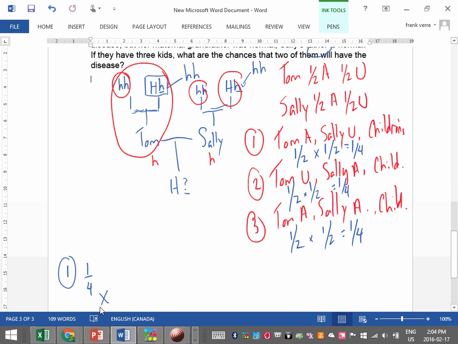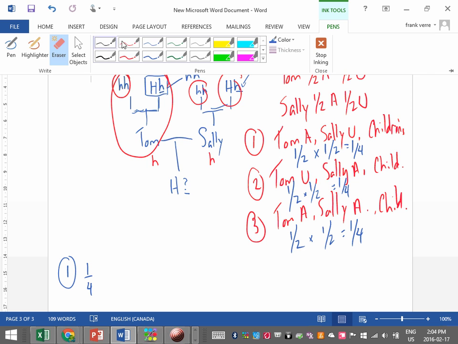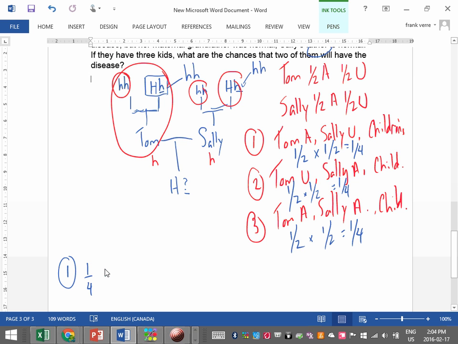Erase that. Fix that a little bit. Okay. Now, let's look at the children. Because the question says you have 3 kids. So 3 kids right here. And 2 of them are affected. If Tom has it, Tom would be big H, little h. And if Sally doesn't have it, she would be what?